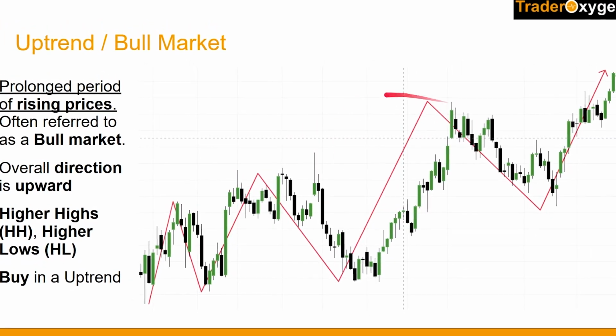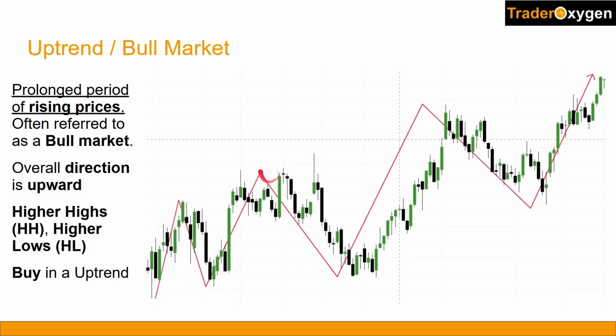That means this high is higher than this high. This swing high is higher than this swing high, so higher highs, and it's making higher lows. What that means is this swing low is higher than this swing low. This swing low is higher than this swing low. So higher highs and higher lows. Usually traders buy in an uptrend.